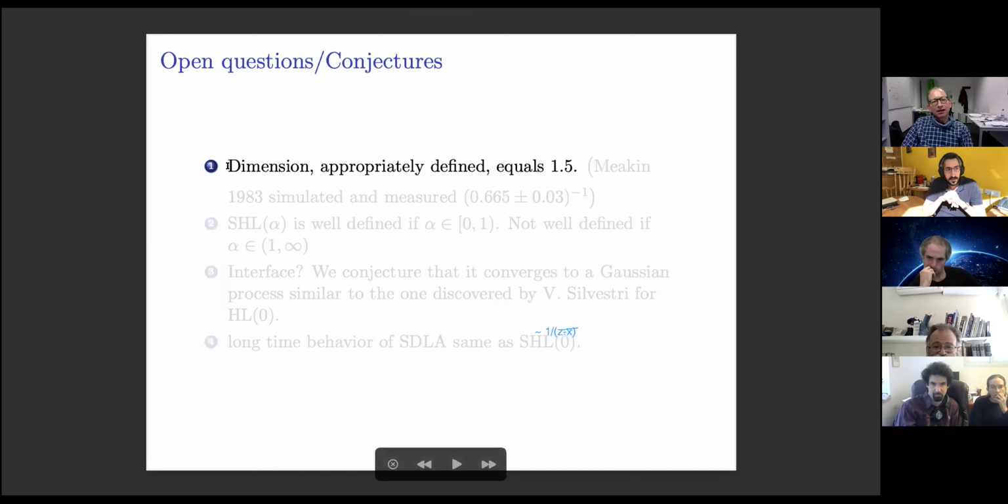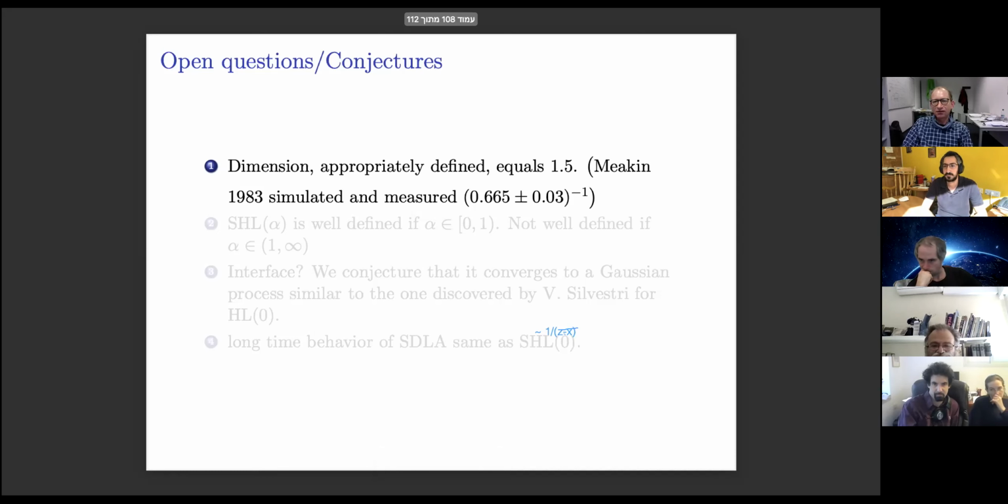One question is somehow an old question, because now essentially we know this. If you properly define the dimension, it equals 1.5, but it's no longer a conjecture. For the stationary DLA, the process that we hope our process is close to, the dimension was measured in simulation by Mikin to be within this interval, and 1.5 is inside this interval. So our result does match the measurement of Mikin.